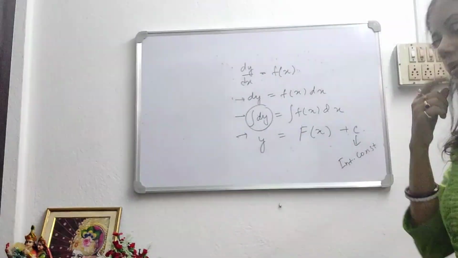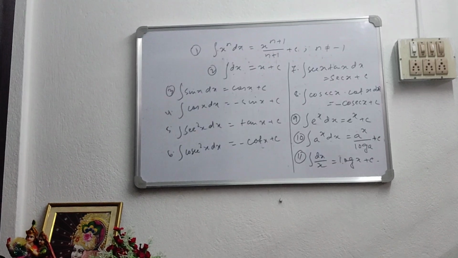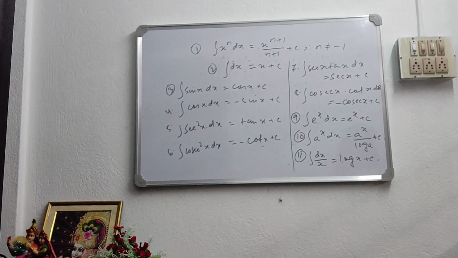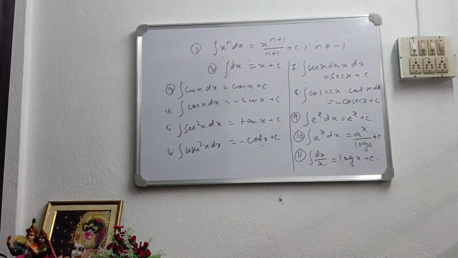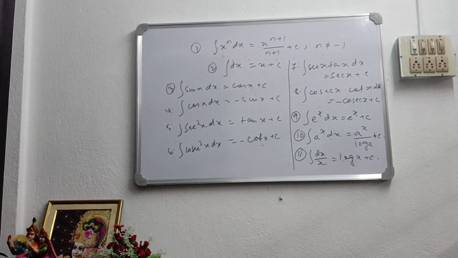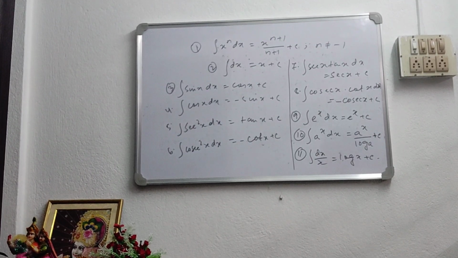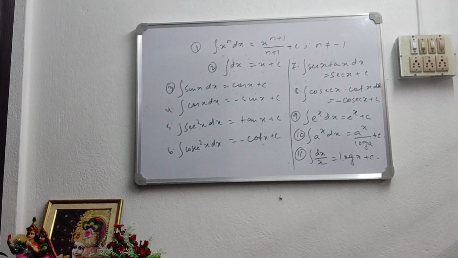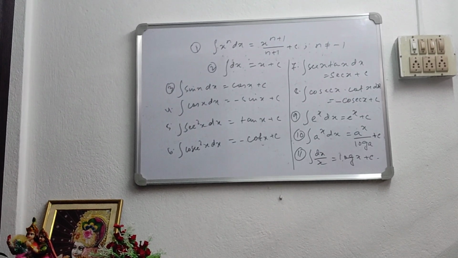Okay, so today let's start with the formulas. See, integration of x to the power n dx equal to x to the power n plus 1 whole by n plus 1 plus c, where c is integration constant. But must remember one thing, in case of x to the power n, n cannot be minus 1. Integration of dx is x, as well as integration of dy is y plus c. Integration of sin x is cos x plus c. Integration of cos x is minus sin x plus c. Sec square x is tan x plus c. Cosec square x is minus cot x plus c, and like that.